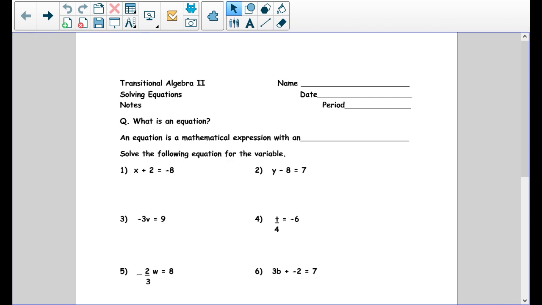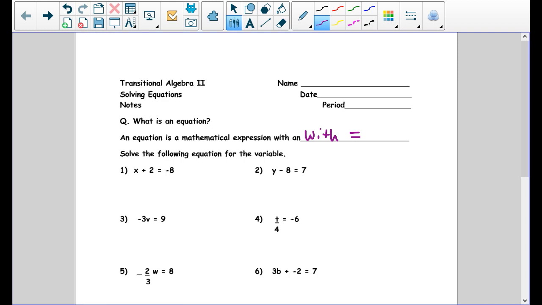Okay, so what's an equation? It has an equal sign. So an equation is a mathematical expression with an equal sign. Okay? So before we were talking about expressions, we wrote expressions, okay?